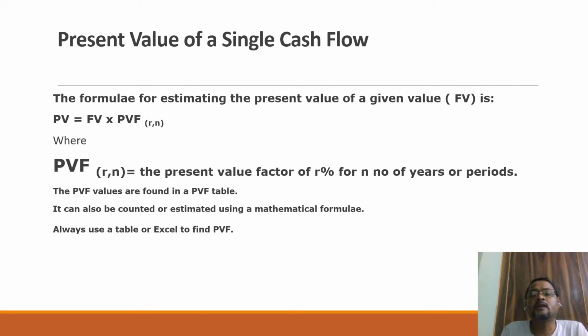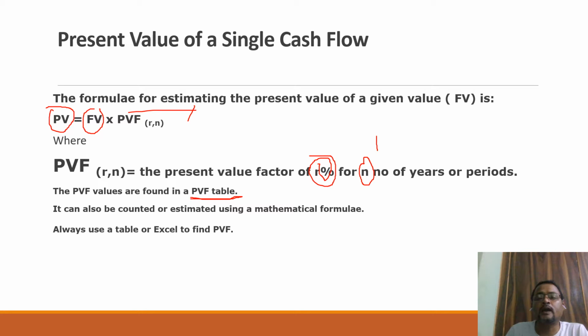Present value of the single cash flow, as I have already said, the $10,000, that was a single cash flow. It will occur at the end of the year 1. So we need to find out the present value of the single cash flow. The formula is present value is future value multiplied by present value factor for R percentage for n number of years. In this case, R is the R percent, n is the number of years, that is 1.